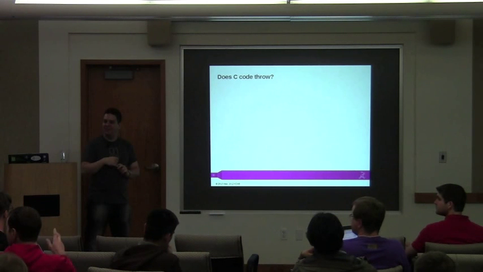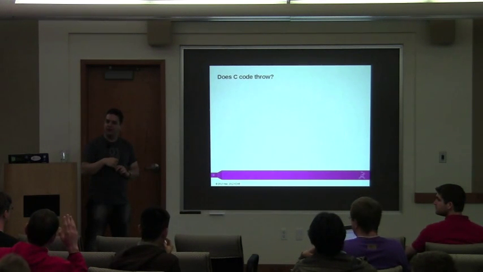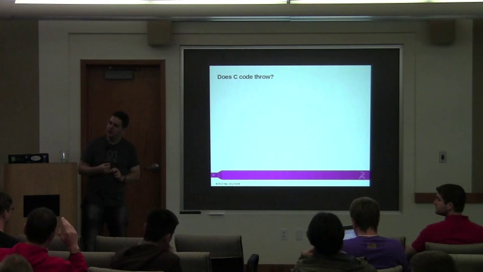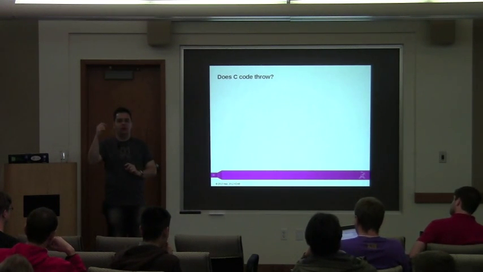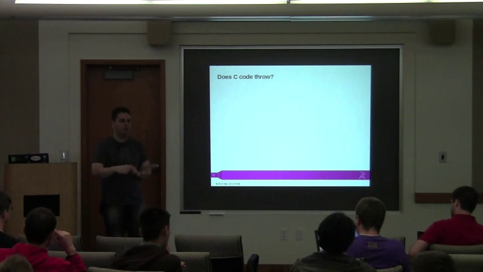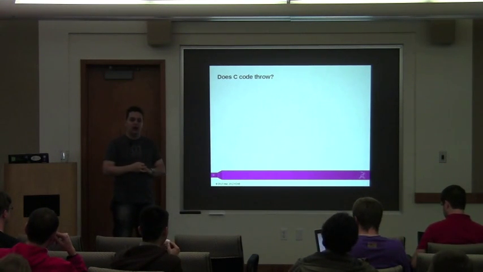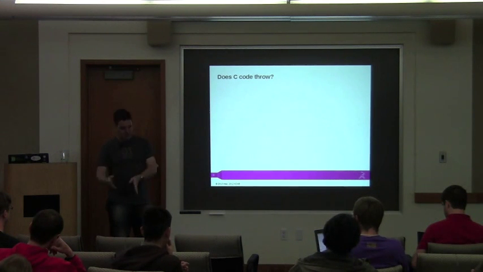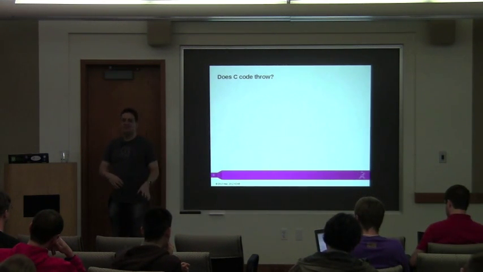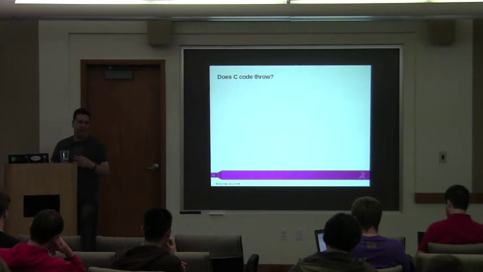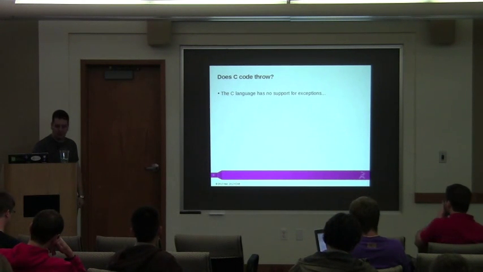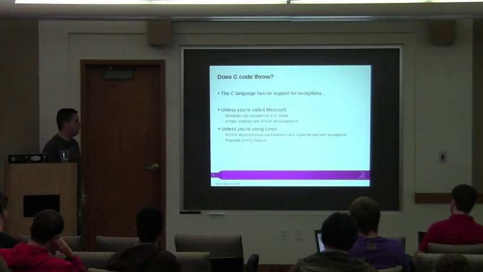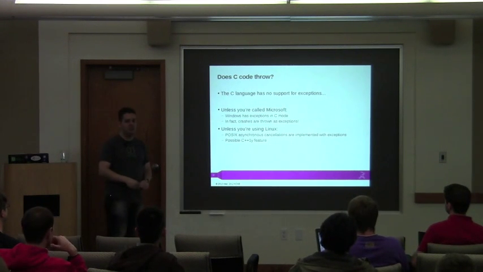Let me just hear one more here. It would be if it takes a function pointer. Sorry? If it takes a function pointer, it throws? Yeah, like qsort. Yeah. So you're talking about if I call via C, I'm going to get into that, but going before, yes, you're right. Of course, C code cannot throw C++ exceptions, but it might have something similar to an exception that behaves more or less the same. So yes, the C language has no support for exceptions, unless you're called Microsoft, in which case there are exceptions in C code.